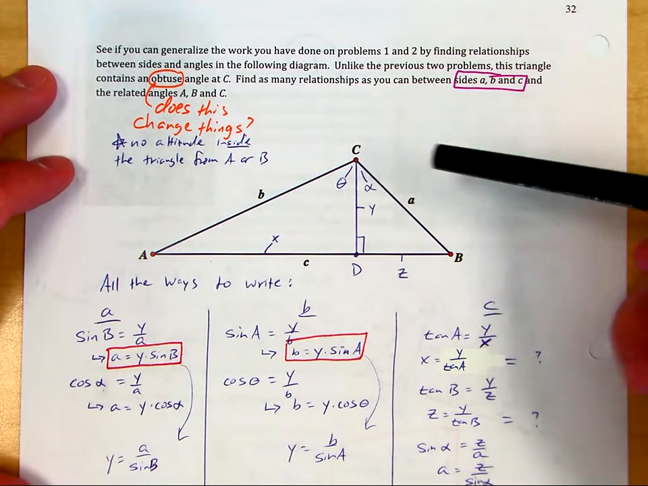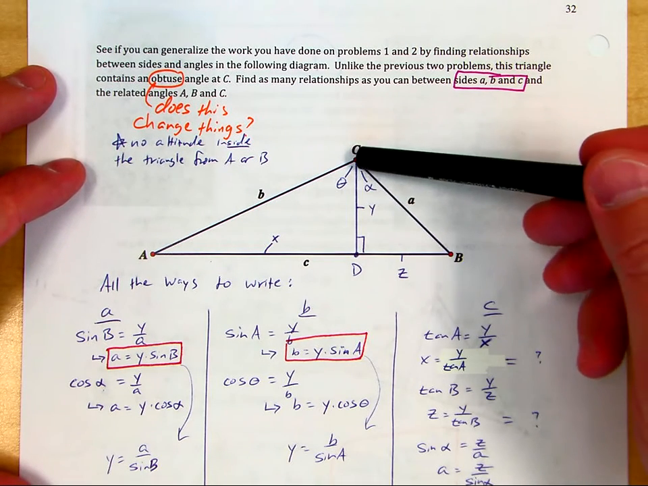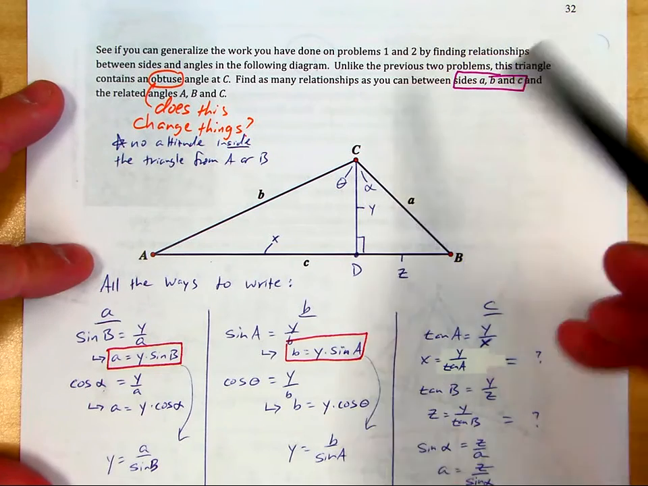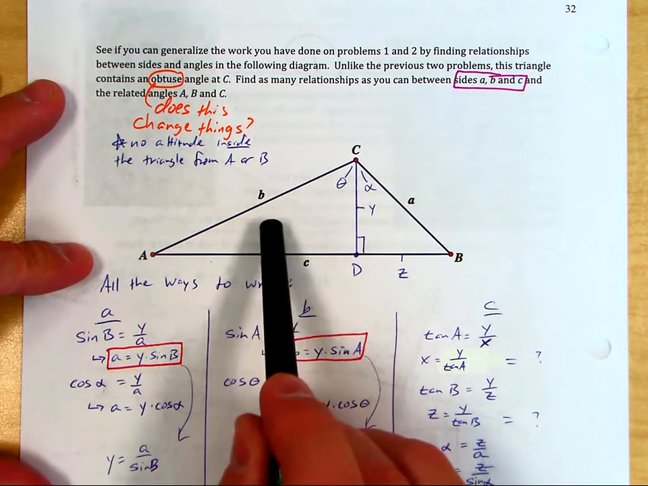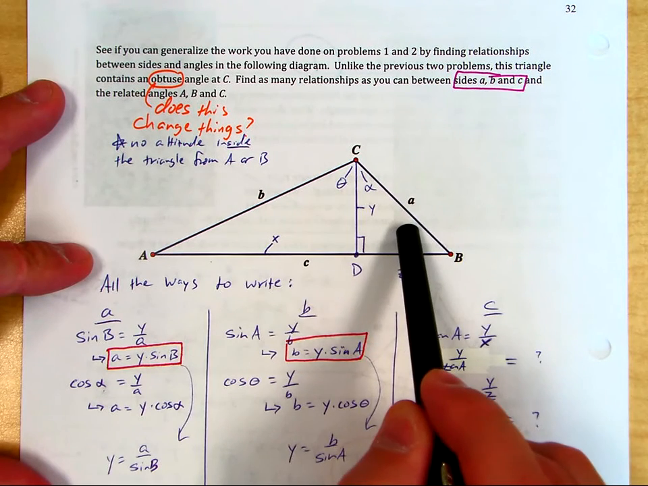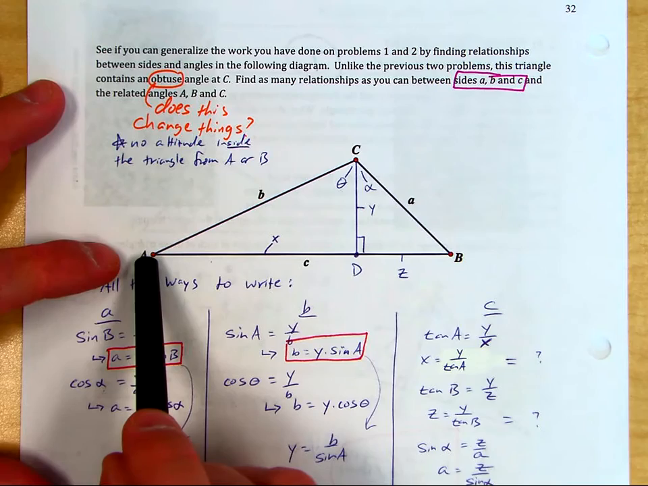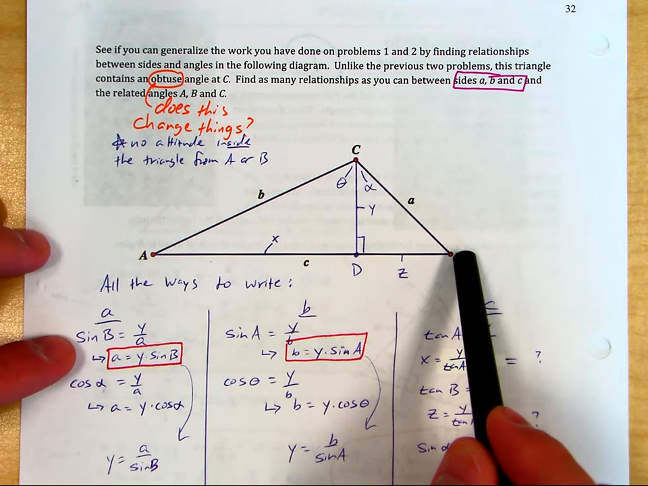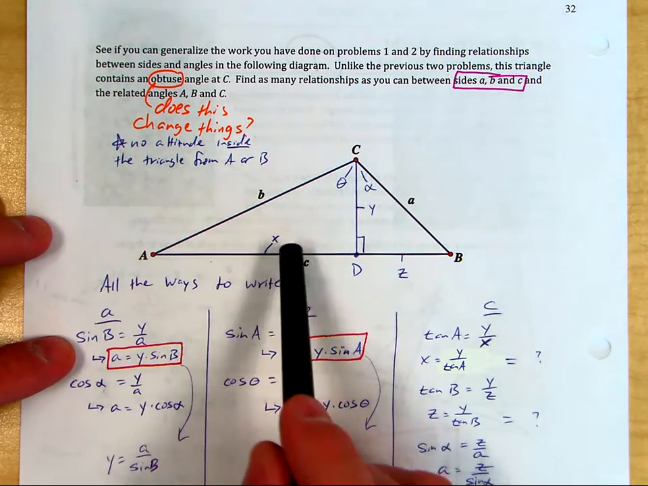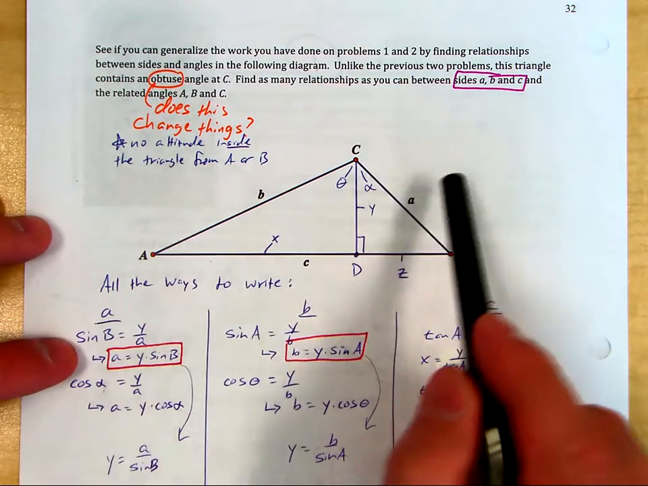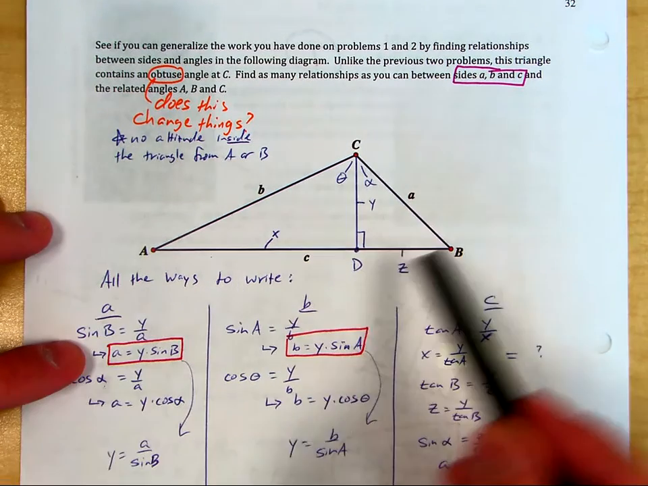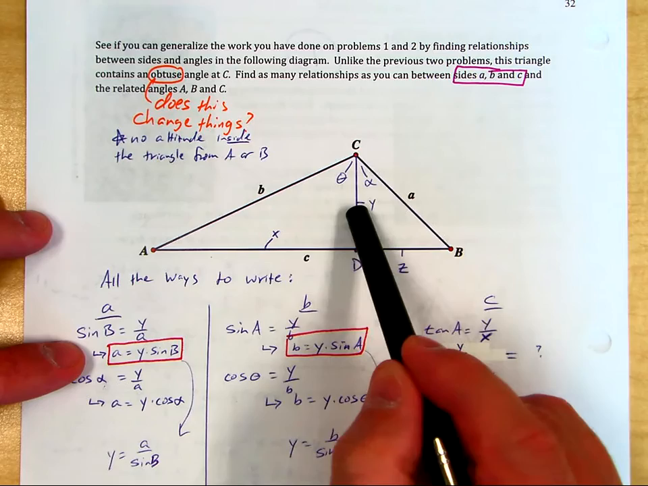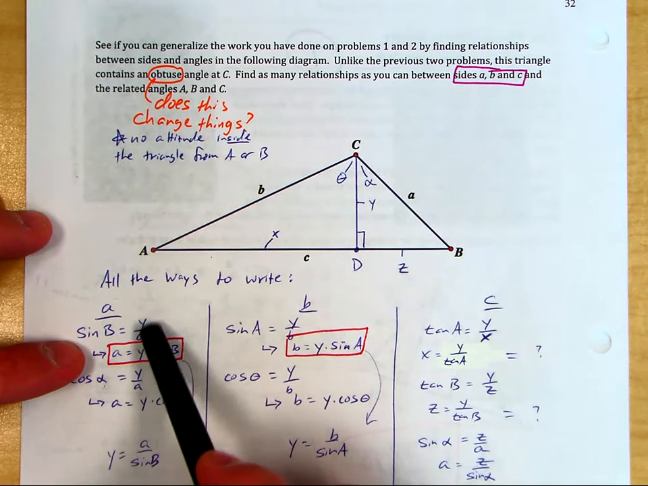We have an obtuse triangle here, and we drop this altitude from C. We make two right triangles where B is the hypotenuse of this one, A is the hypotenuse of this one. Angle A is over here and angle B is over here. We can set up the sine ratio to find A. We can set up the sine ratio from this right triangle. The sine of B is opposite over hypotenuse, so that's equal to y over A.